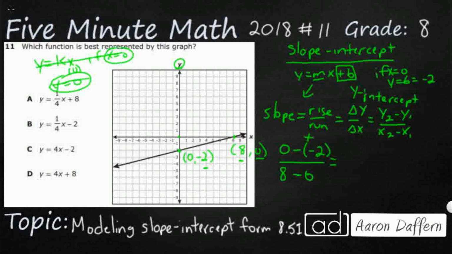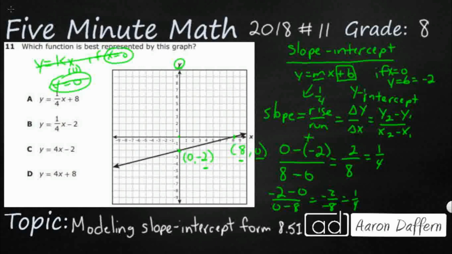All right, so minus -2, that cancels itself out. That's a plus. 2 negatives make a positive. So 0 plus 2, that equals 2. 8 minus 0 makes 8. So 2 eighths equals 1/4. What happens if you flip it? It doesn't really matter. If you do -2 minus 0, and if you do 0 minus 8, guess what you get? You get -2 over -8. Those two cancel themselves out. You still get 1/4.